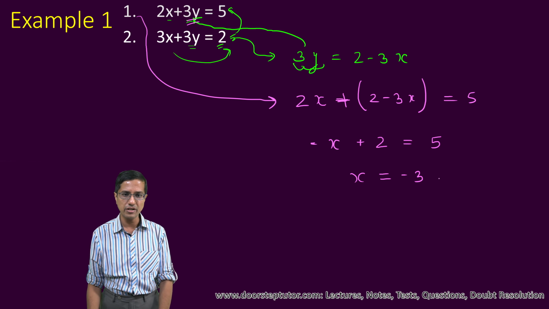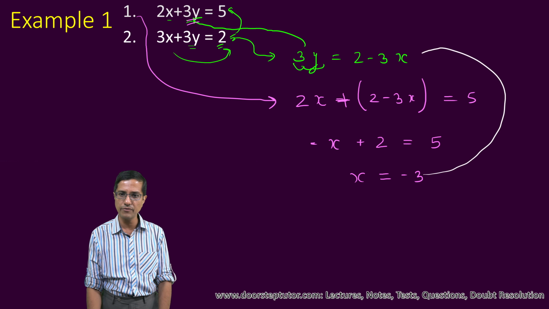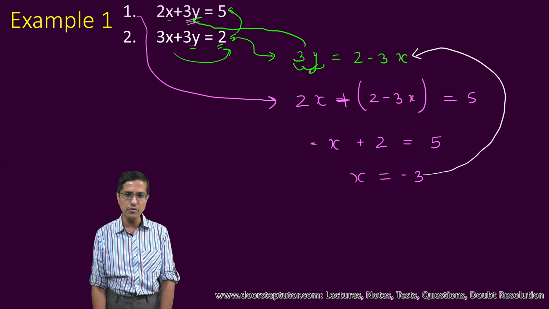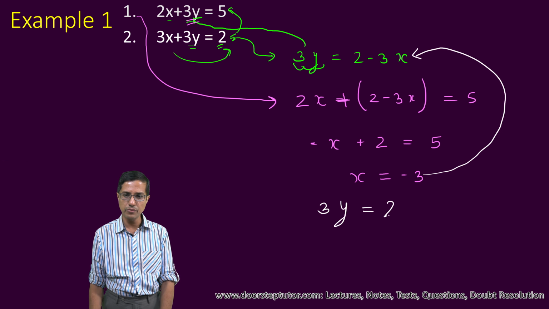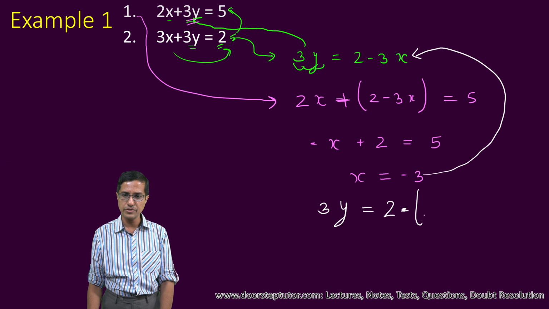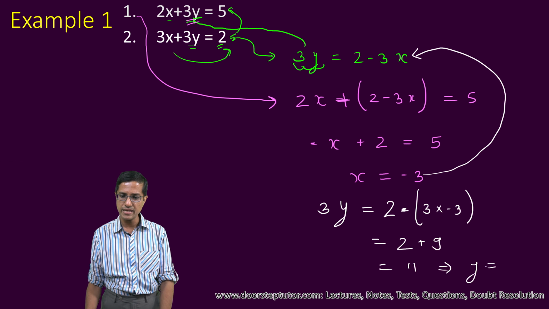Now we can substitute the value of x. So that is the last step. We now of course have to find the value of y. We already know y in terms of x. So 3y is equal to 2 minus, of course, 3 into minus 3. So this becomes 2, minus becomes plus 9, and this is equal to 11. So 3y is equal to 11, which implies that y is equal to 11 upon 3. Very simple. So we were able to find both the values of x and y.